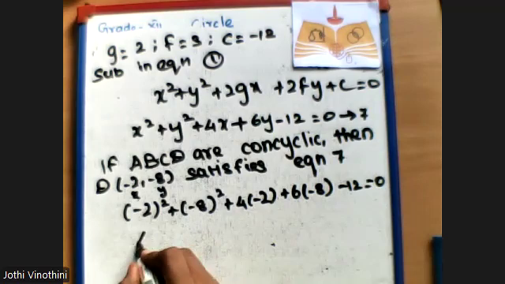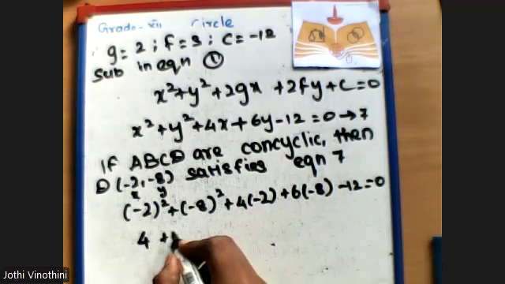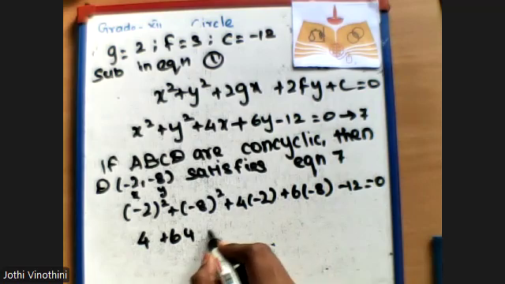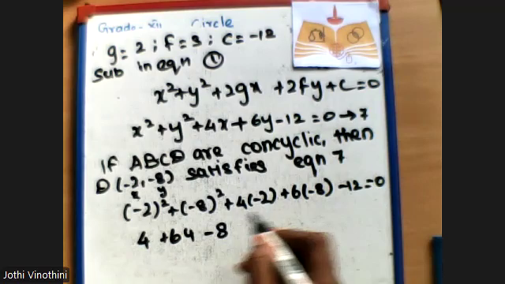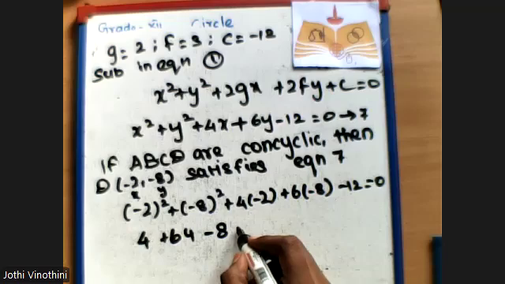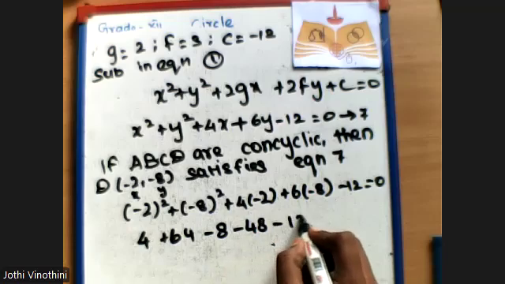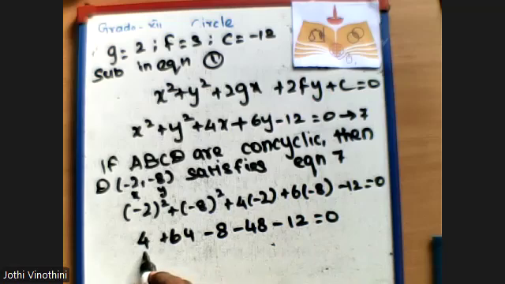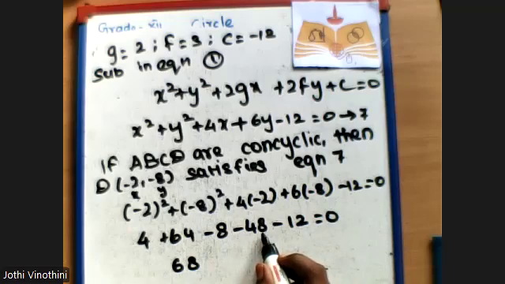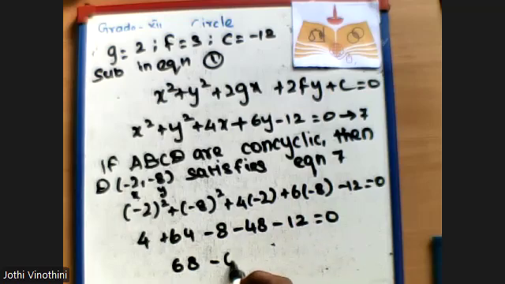So minus 2 the whole square will be 4 and minus 8 the whole square will be 64. 4 multiplied by minus 2 will be minus 8. 6 multiplied by minus 8 will be minus 48, minus 12, which equals 0. So 64 plus 4 will be 68. Minus 8 minus 48 will be minus 56. Minus 56 minus 12 will be minus 68. Clear? So 68 minus 68 will be 0. So 0 equals 0. Clear?